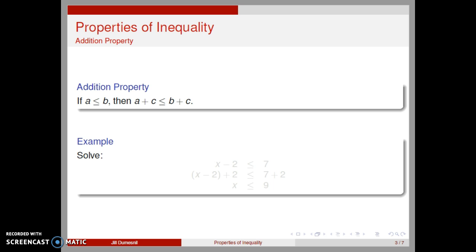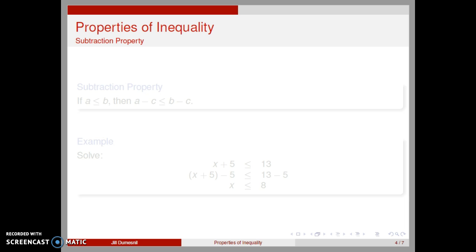For example, in solving the inequality x minus 2 is less than or equal to 7, we can add 2 to both sides of the inequality. This gives that x is less than or equal to 9, which is the solution to the original inequality.